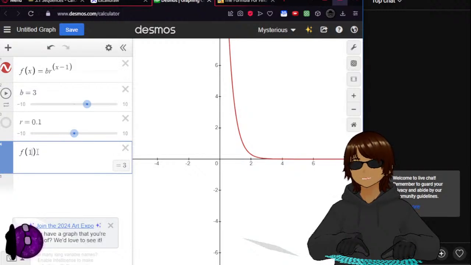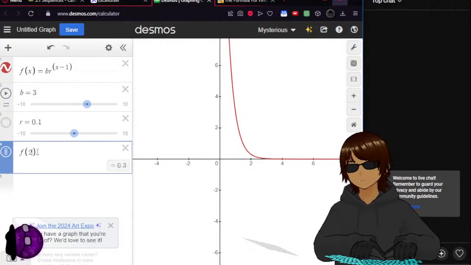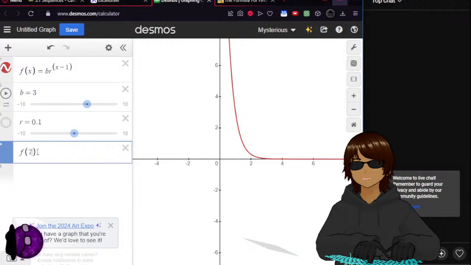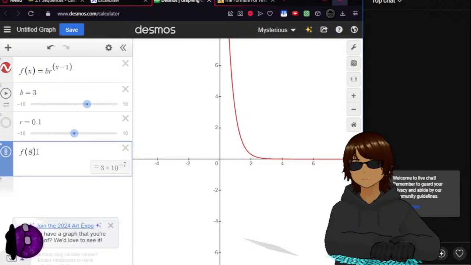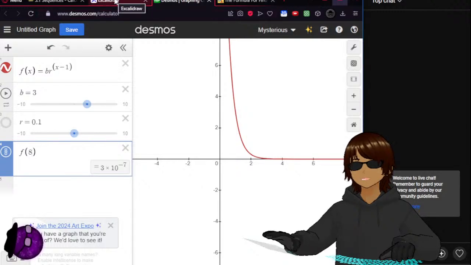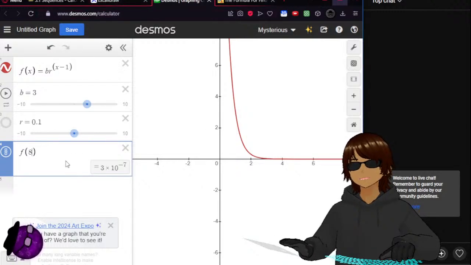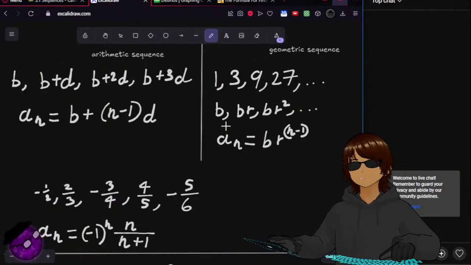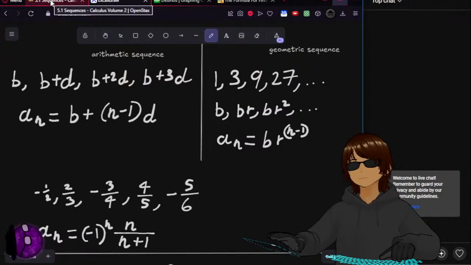First it's 3, then it's 0.3 because it's 3 times 0.1, and then the next term would be 3 times 0.1 times 0.1, and then it will keep going like this. So as x goes to infinity, the sequence would reach 0. As x gets larger and larger, it will get closer and closer to 0.